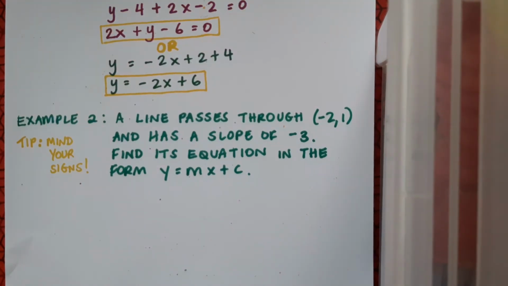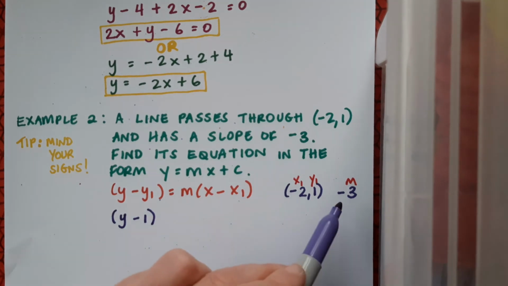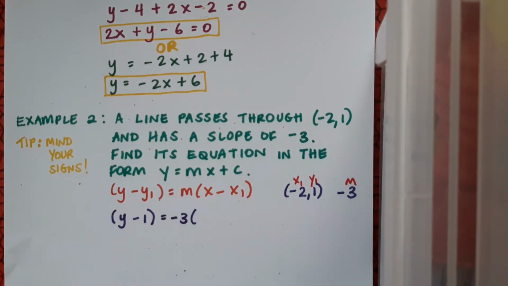So first of all, I'll note my formula. I'm looking for equation. So the formula is y minus y1 equals m times x minus x1. I've got the two things that I need for my checklist. I've got my slope and I've got my point. So I'm going to label both of those. And now I'll fill them in. So I'll start off with y minus 1, and that'll be equal to m, which is minus 3, bracket. Okay, now I've got x minus x1.